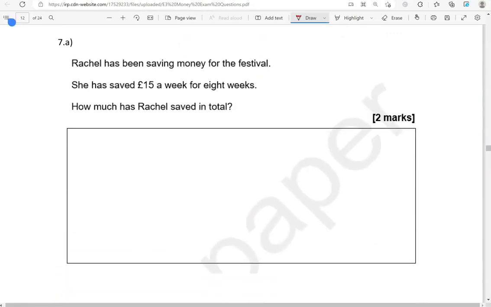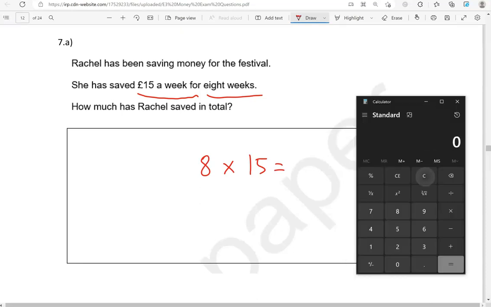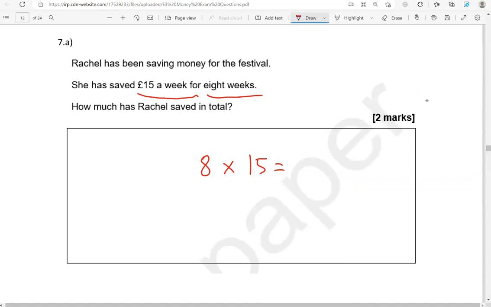Rachel has been saving money for the festival. She has saved £15 a week for 8 weeks. How much has Rachel saved in total? So 8 weeks times £15 gives us £120.